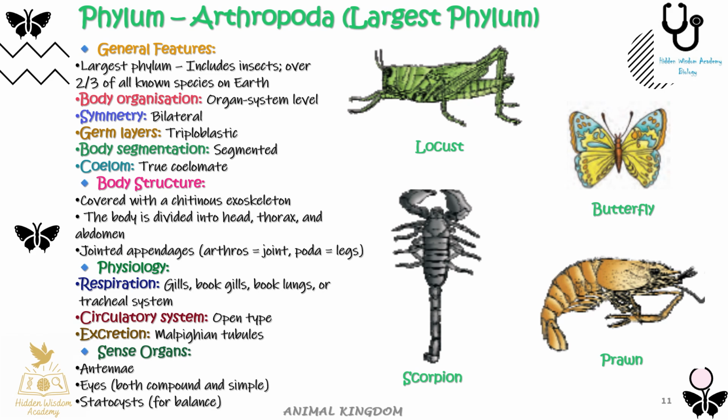They have an open circulatory system. They excrete nitrogenous wastes through Malpighian tubules. Their sense organs include antennae, compound eyes, simple eyes, and statocysts for balance. This incredible diversity and specialization make Arthropoda the most successful phylum on Earth.